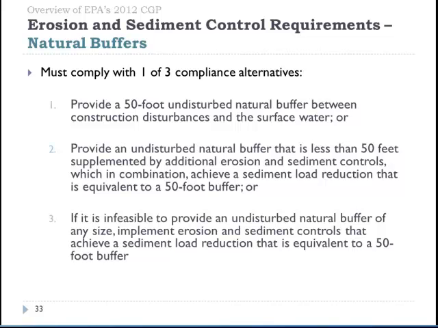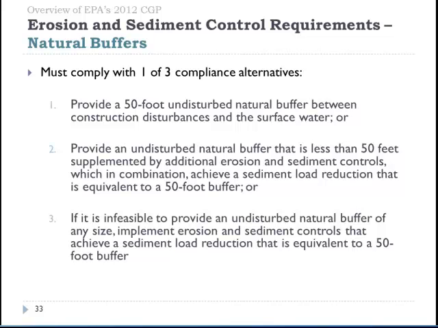We did recognize that there is needed flexibility for sites, because not all sites would be able to provide a 50-foot setback between their disturbance and surface waters. Because of this, we came up with 3 compliance alternatives for meeting the buffer requirements in the permit. The first compliance alternative simply requires that if you're subject to the buffer requirements, you can meet the requirements by providing a 50-foot setback between your disturbance and the surface water.